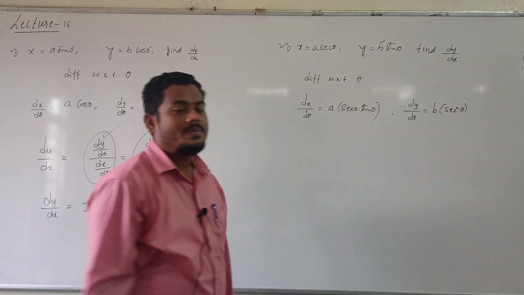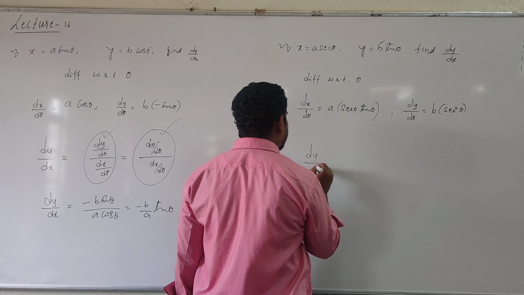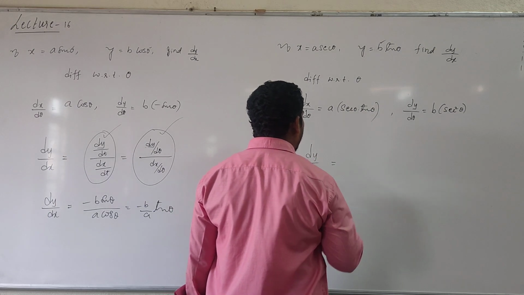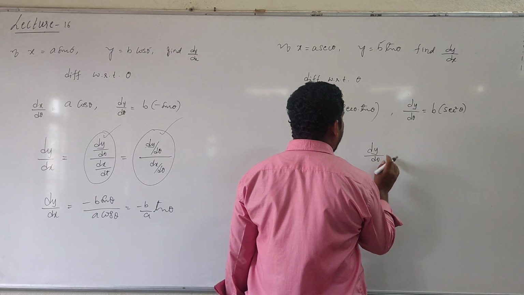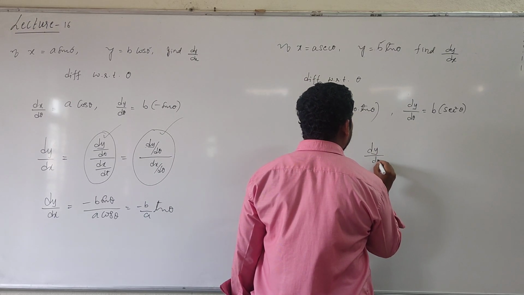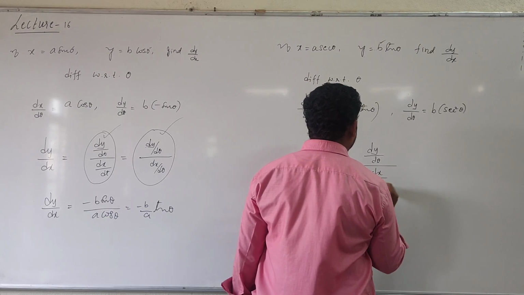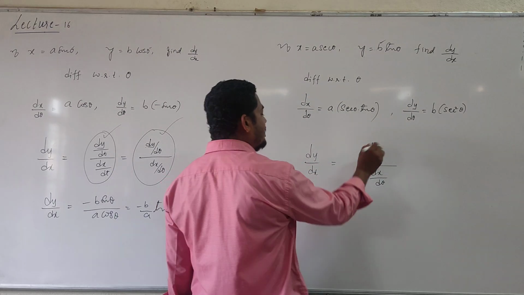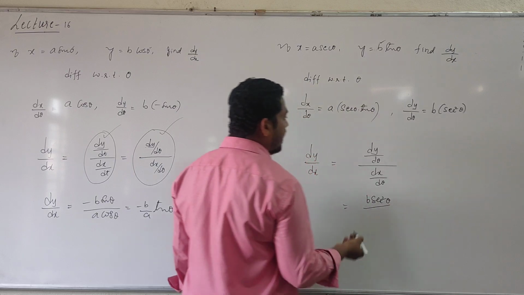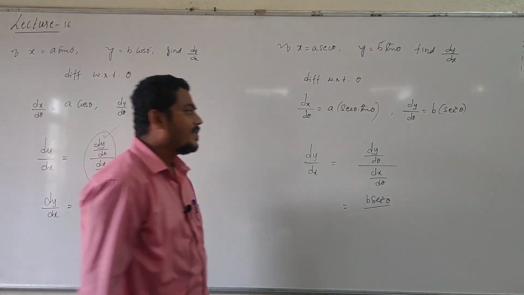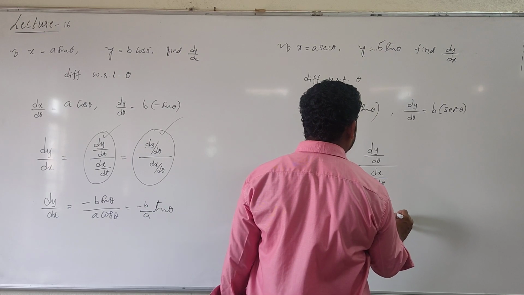After getting dy by d theta and dx by d theta, write dy by dx. What is dy by dx formula? Dy by dx formula is dy by d theta, whole thing divided by dx by d theta, right? That's equal. What is dy by d theta here? B secant square theta divided by what is dx by d theta? A secant theta into tan theta.